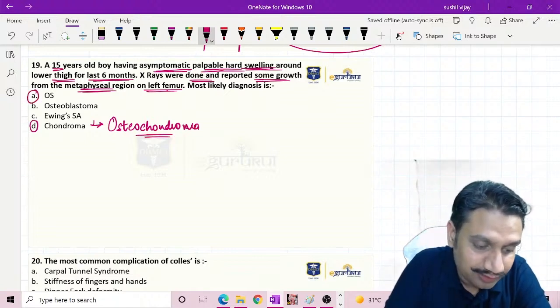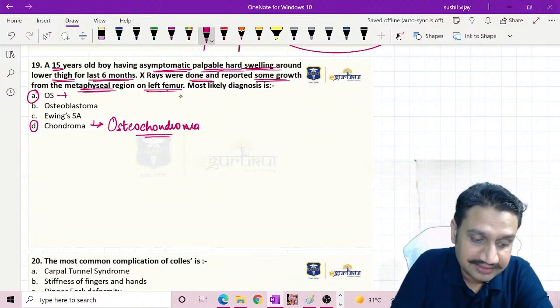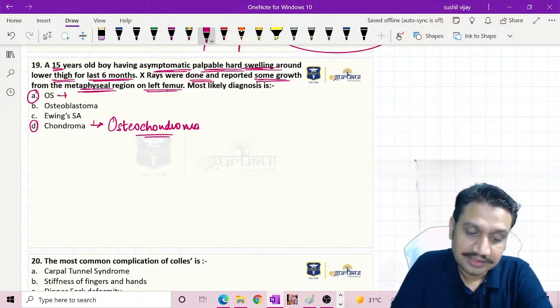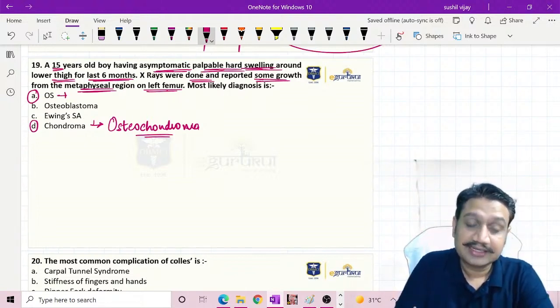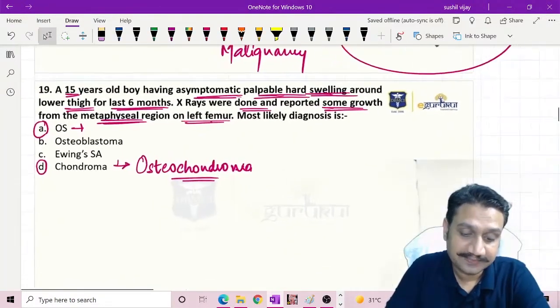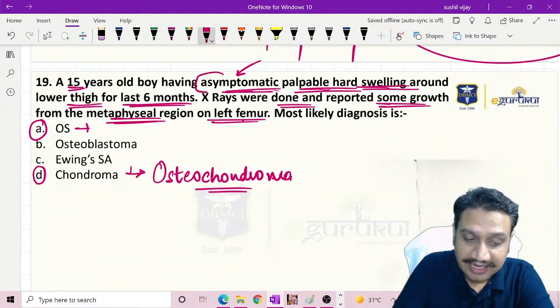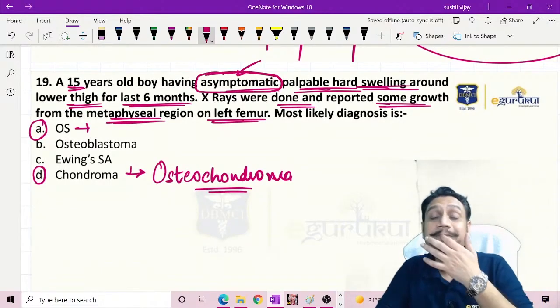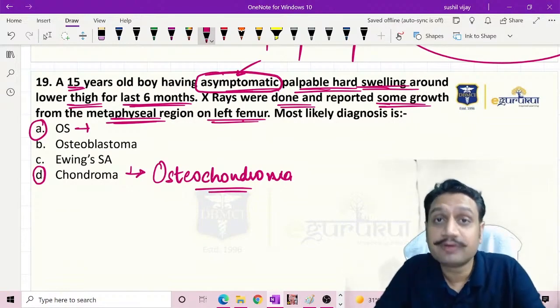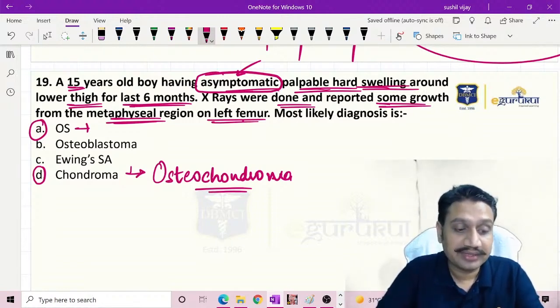Ambika, Abhi, you say this is osteosarcoma. Why are you saying osteosarcoma? Understand what the question is saying. It is asymptomatic. If it were malignant, would it have been an asymptomatic swelling? Won't malignancies cause some clinical problems? I'm waiting for your replies.